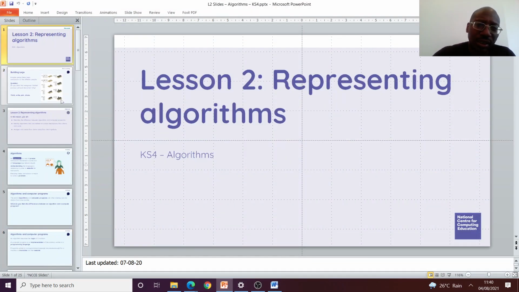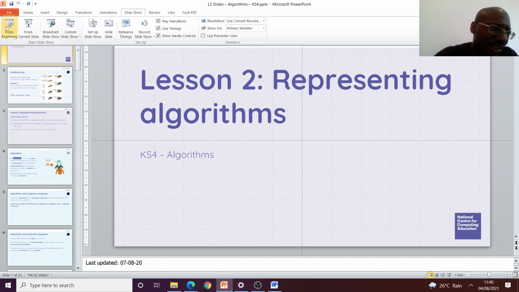So lesson 2, representing algorithm. I'm just going to show you something here. At the top it says slideshow. I select slideshow and I click from the beginning, but I'm leaving it to hover just for a second so you can see what it's saying.